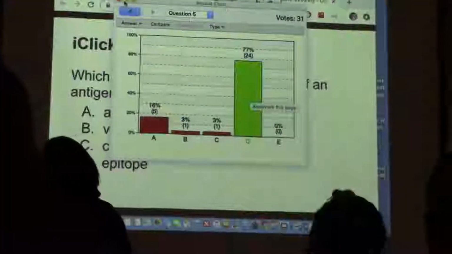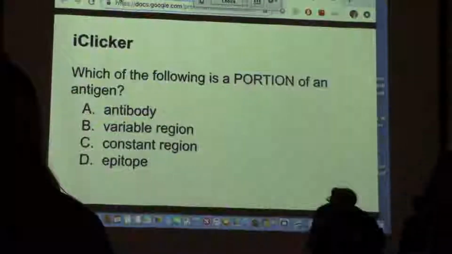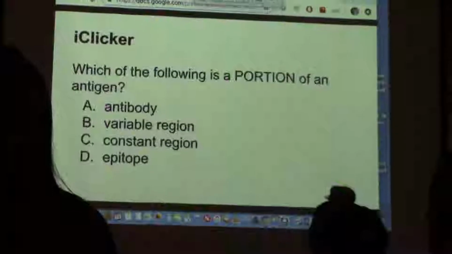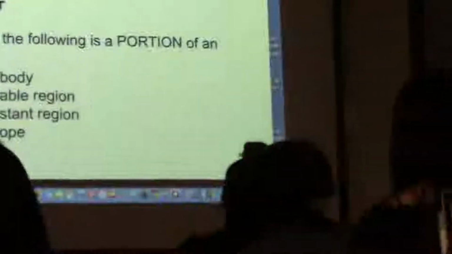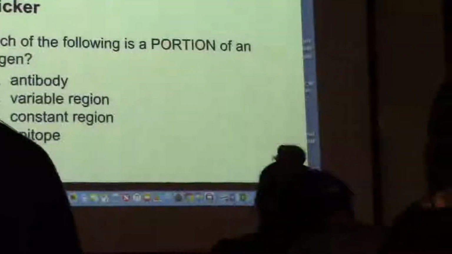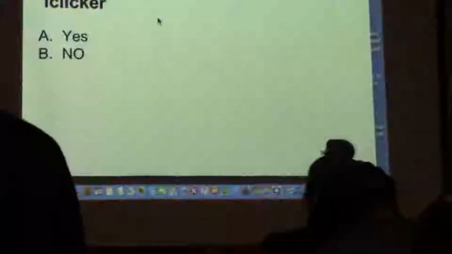So an epitope is just a portion of an antigen, right? If I have a protein from measles or polio or Bordetella pertussis, I might make multiple antibodies to the same protein that recognize different parts of that protein. Each of those would be considered an epitope.